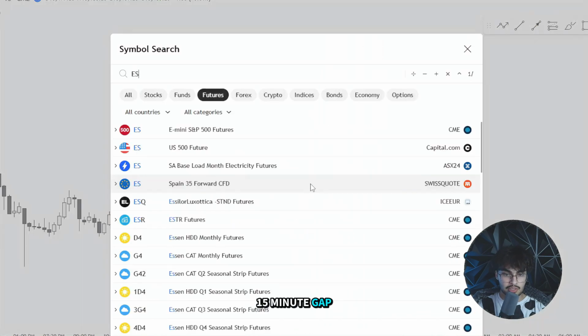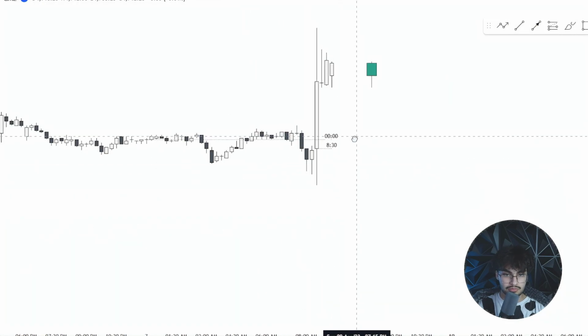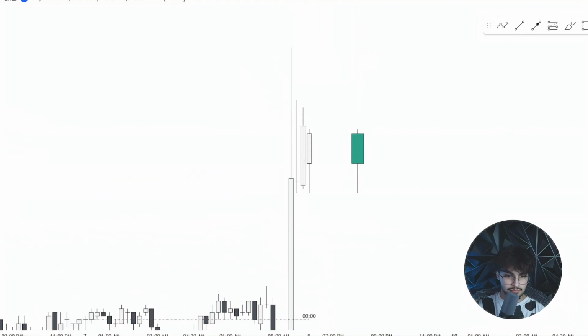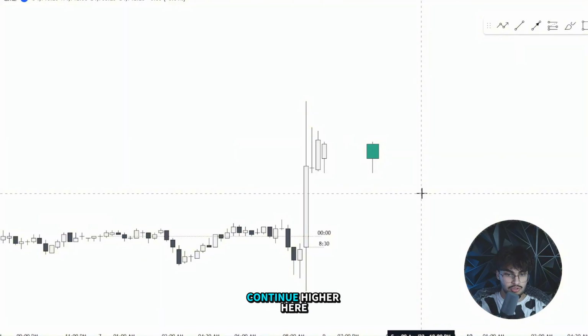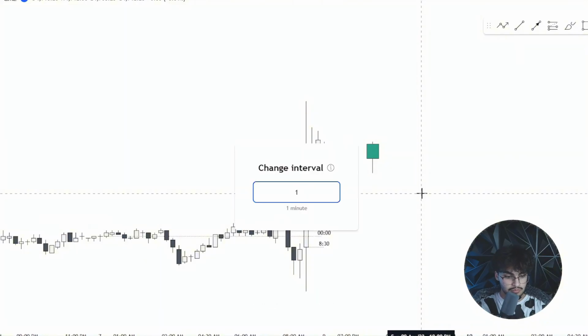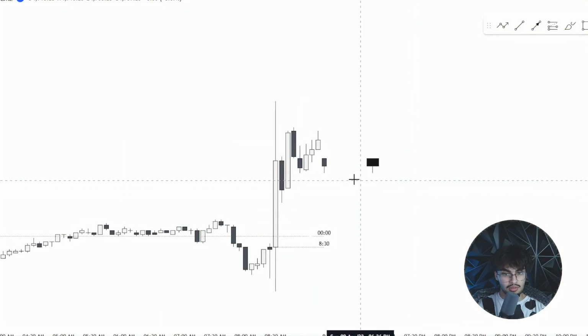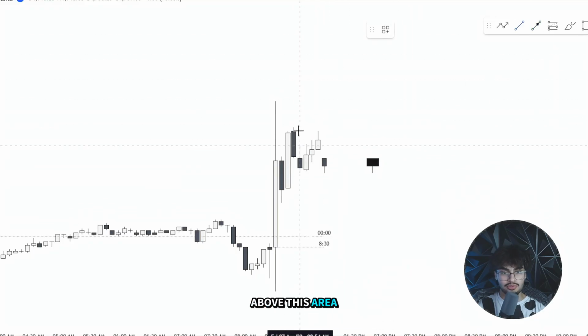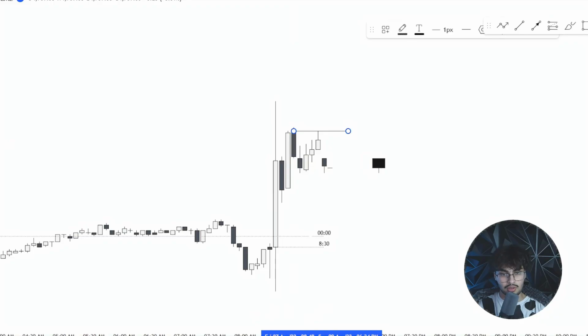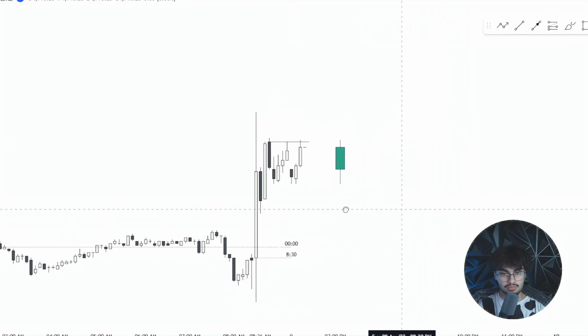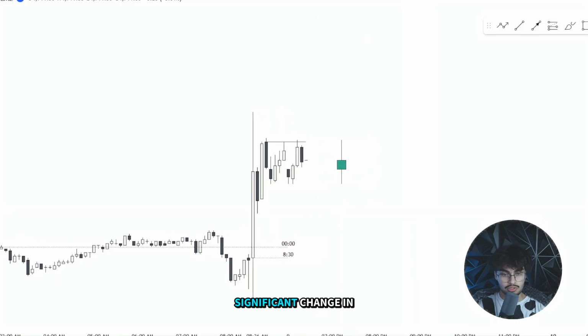Tap into that 15-minute gap, let's see. We left an equal low. I do think price should just continue higher here. If you got a significant closure above this area, right, off that accumulation, manipulation, distribution, we're going to manipulate lower, let's see. Just need a significant change in state at this point. Confirm that propulsion block, confirm that SMT at the lows.